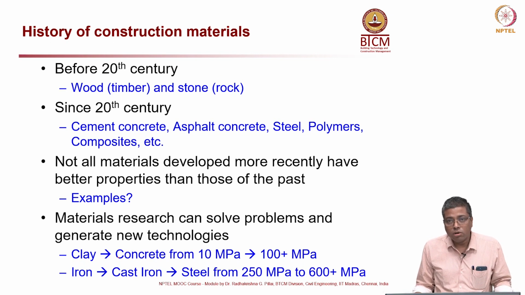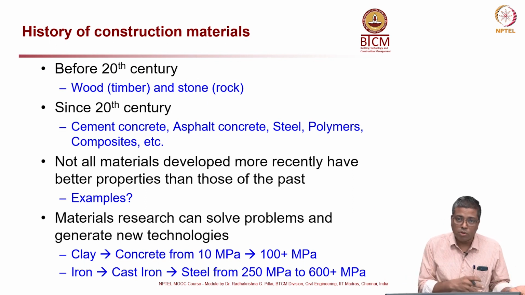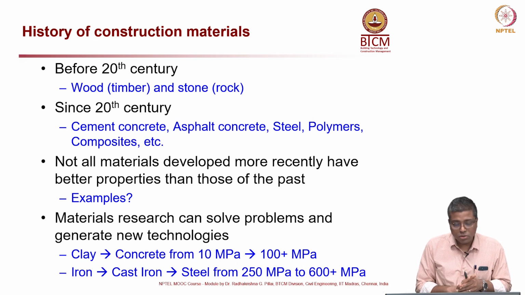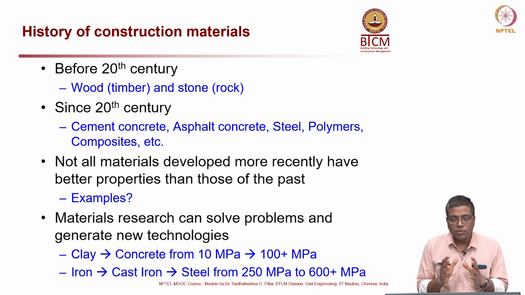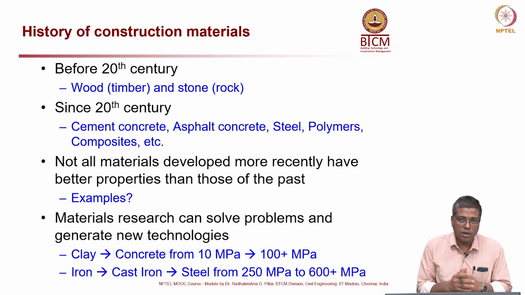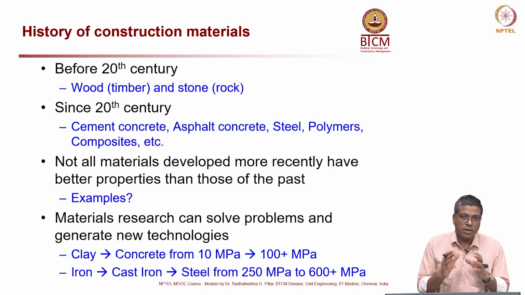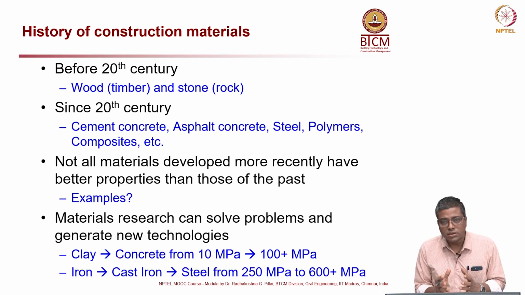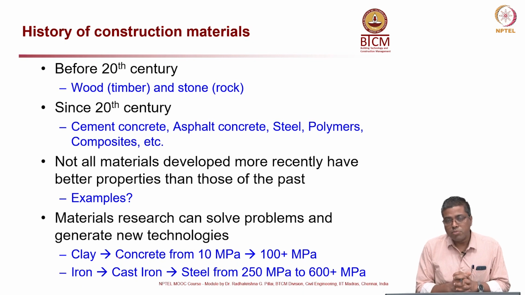Maybe not always. There could be some properties which we enhance, but some other properties might not be enhanced, or might be less also. So, we have to really see what is that property which you want, or what are the properties which you want from a particular material system, and whether the material in use is actually able to provide that or not. For example, in some cases strength may be very important.